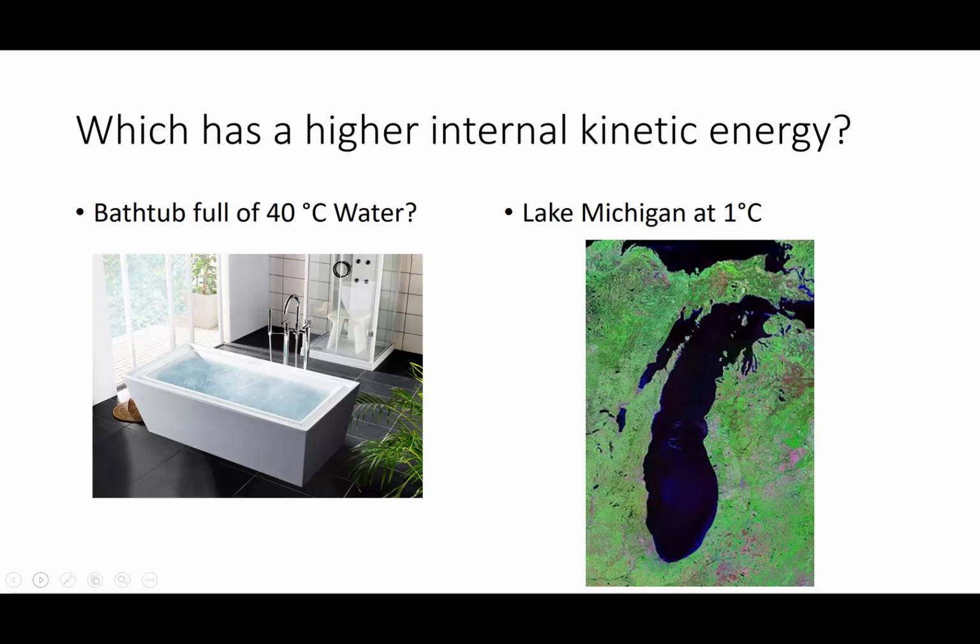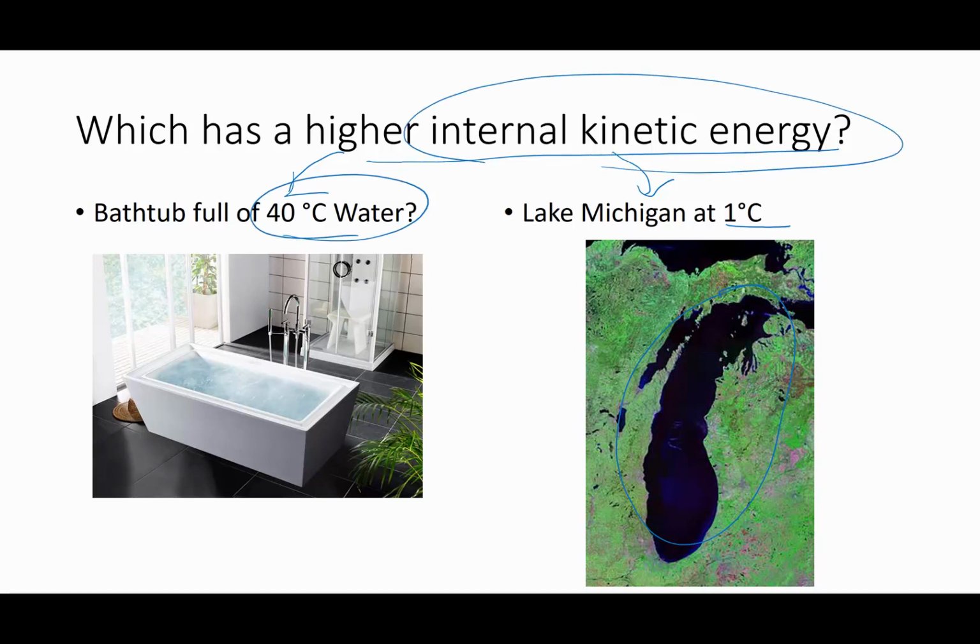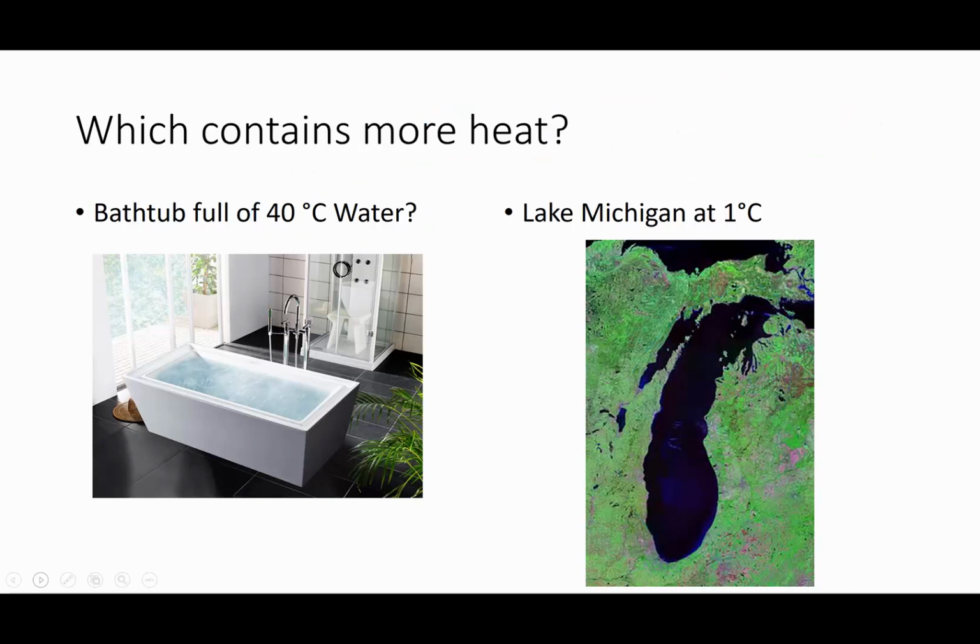All right, the questions are getting trickier. Which has a higher internal kinetic energy? My bathtub full of water or Lake Michigan, this is Lake Michigan, at 1 degree Celsius. Which one has a higher internal kinetic energy? Right, this one, because this is the definition of temperature. Which one contains more heat? The bathtub of 40-degree water or Lake Michigan at 1 degree?